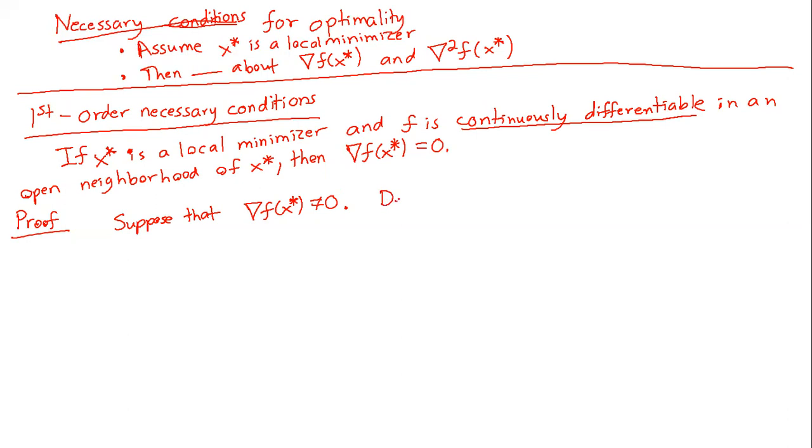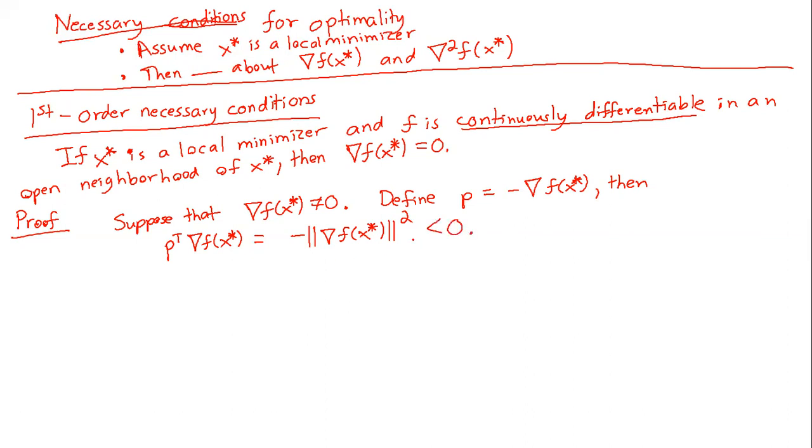So then define P is equal to negative del F of x star. And then you have that P transpose del F of x star equals negative the norm of del F of x star squared. And this is negative because norms are always positive. So if there's a negative in front of it, this whole thing has to be negative.